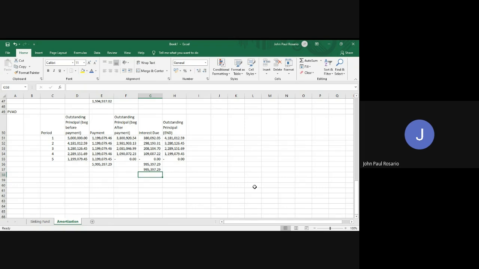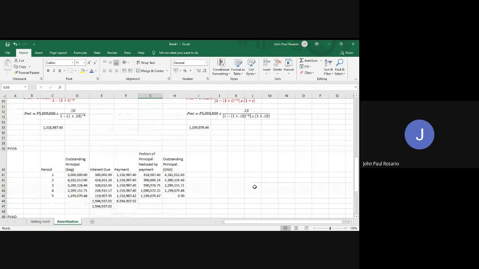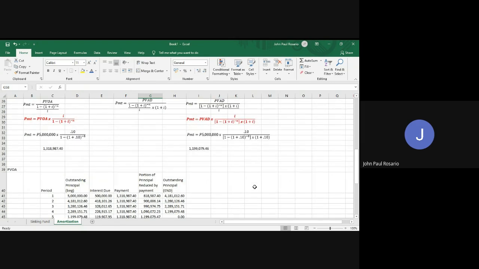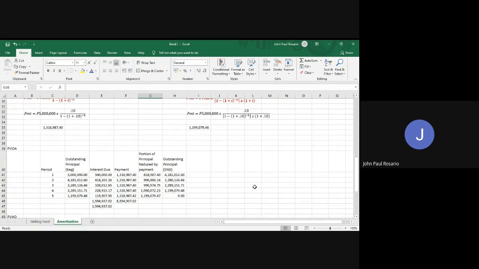Okay. So now, why do we teach you the tables or the amortization schedule when we have already taught you the formula for present value of annuity due or present value of ordinary annuity? Now, this is very important because in some problems, you will be asked how much is the outstanding balance of a liability at the beginning or at the end of the period.